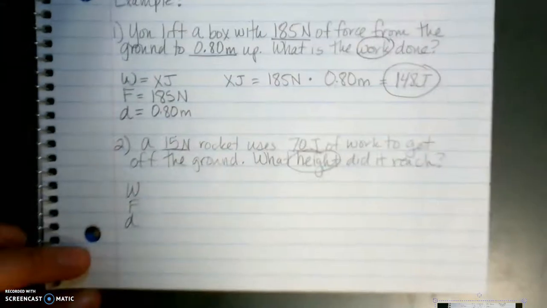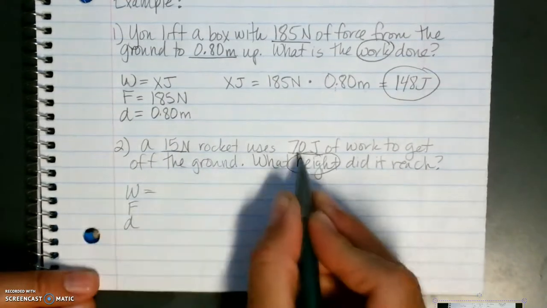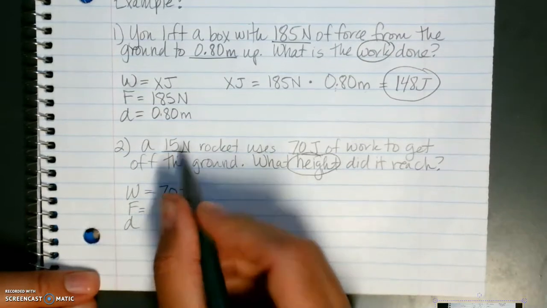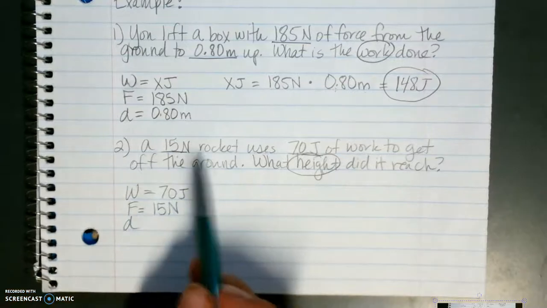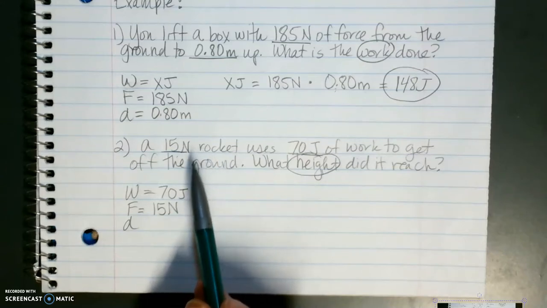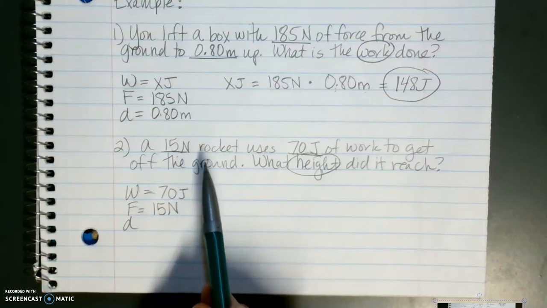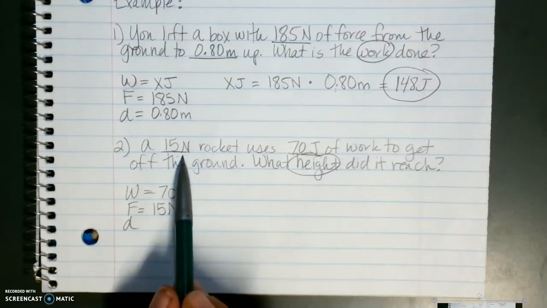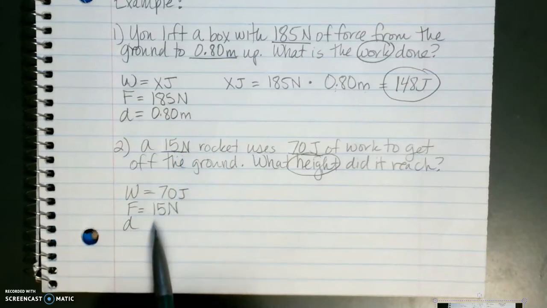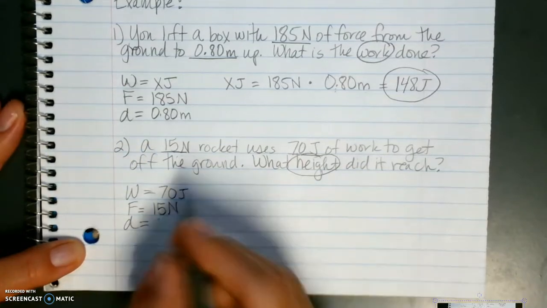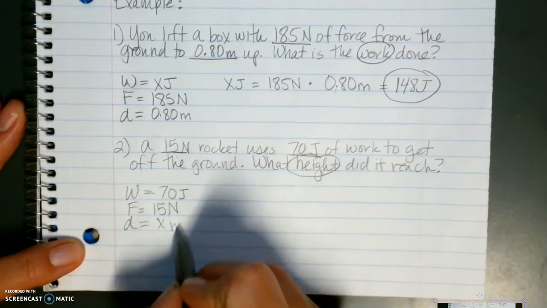And we're going to plug in what we're given. And we know that our work given to us is 70 joules, so it's going to be 70 joules. Our force is 15 newtons. Now, 15 newtons is displayed here as the weight of the rocket. Now, remember, weight in physics is a force. So it is mass times gravity, because remember, force is mass times acceleration, and gravity is acceleration. So mass times gravity equals weight in newtons. And so we're using that as our force. And so we also now need to find the distance, and we know that distance is x, and we're going to be finding that in the unit of meters.